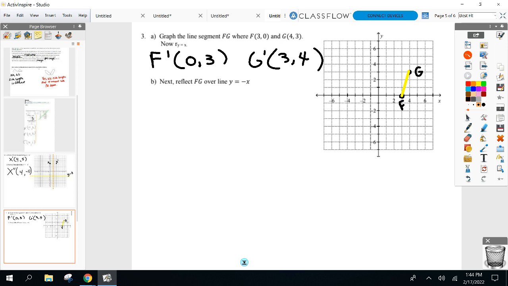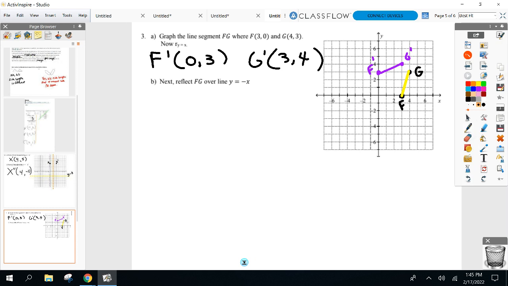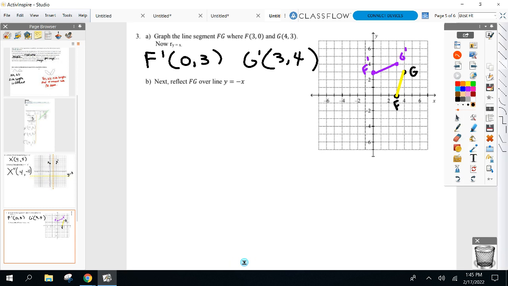All right, now we got a new line. Okay, y equals x. We swapped them. Now, take FG, the original. 0, 3 and 3, 4. Does it look like we reflected over that line? Yeah, it does. Now let's go back to FG, the original, and graph over this line, y equals negative x, which looks like that.